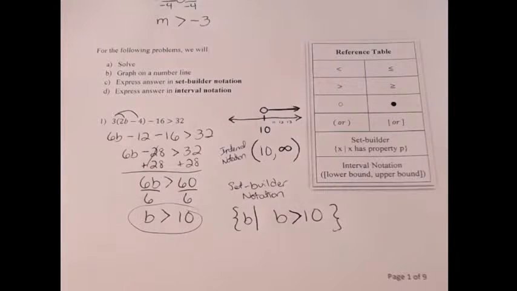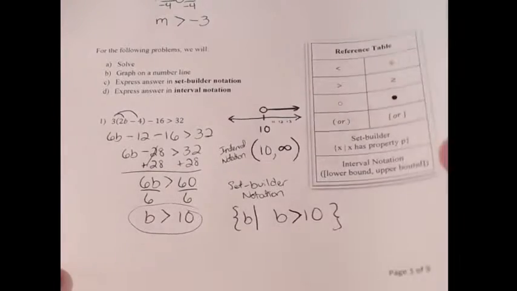Those are all 4 parts to solving a linear inequality. Let's do it again. Not bad, right? Let's do it again. Number 2, we have negative 7m plus 2m minus 15 is greater than or equal to 26 divided by 2.